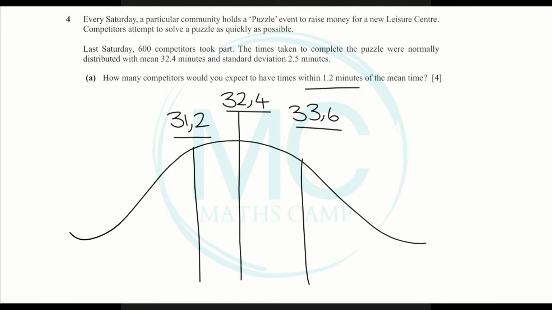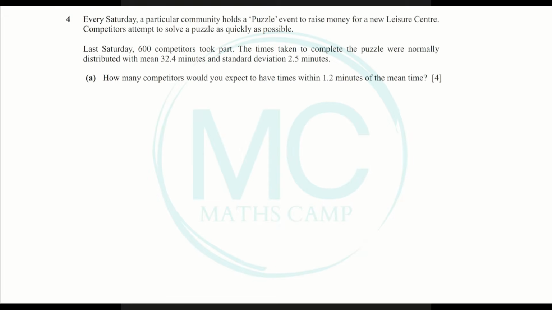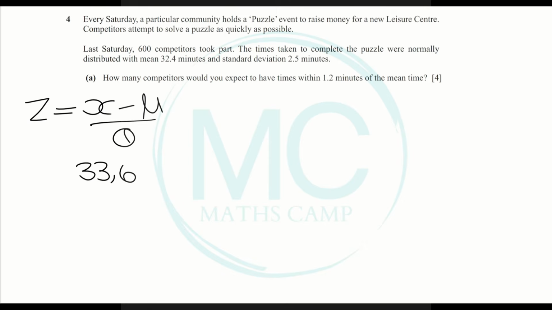So to start, let's find the probability that x is smaller than 33,6. I'm going to make some space. We're working with normal distribution, so we're going to use the formula z is equal to x minus mu over the standard deviation. X is 33,6 minus mu, the mean, 32,4 over standard deviation, 2,5. Take your calculator.